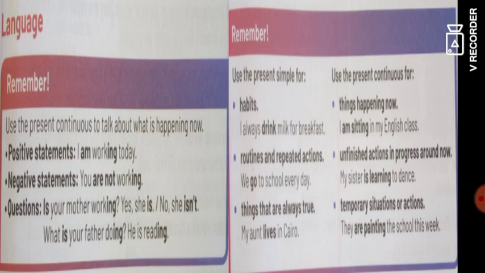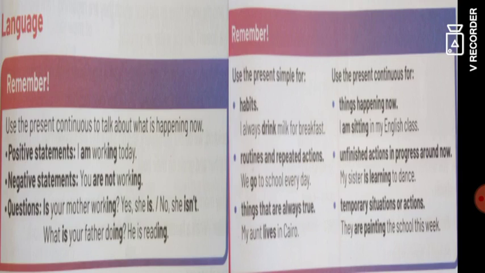But the present continuous is used to talk about what is happening now, when I say I'm sitting in my English class. It's also used for actions in progress around now, for example, my sister is learning to dance, and for temporary situations or actions, they are painting the school.